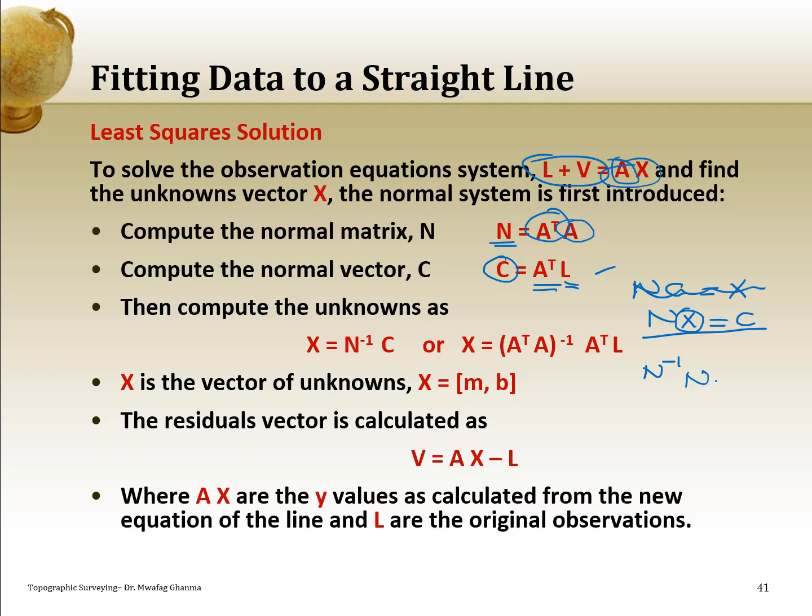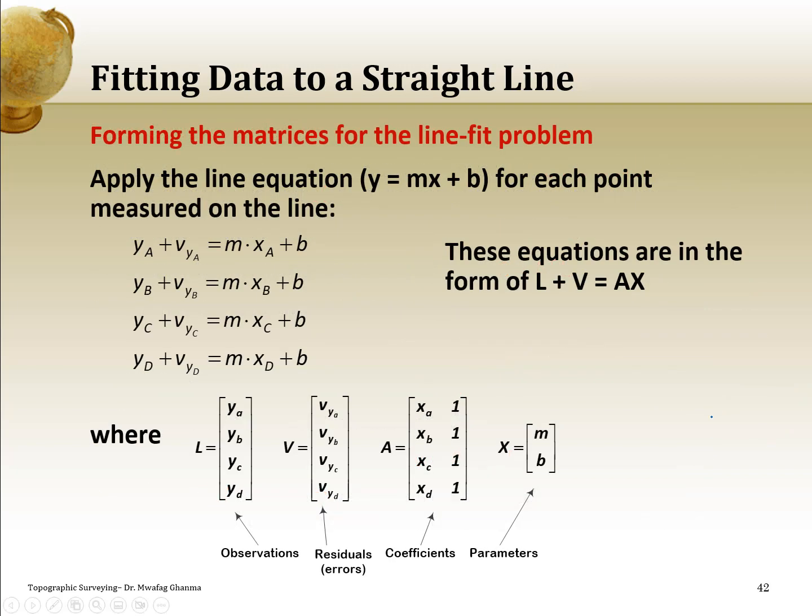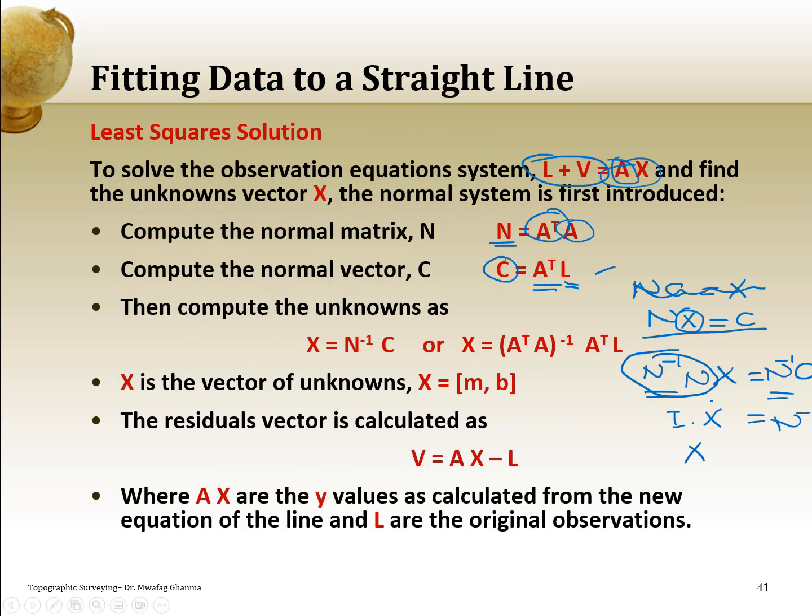N inverse multiplied by N multiplied by X equals... to the left we have N, so we multiply both sides by N minus 1, which is the inverse of N. The inverse of N multiplied by N is the identity matrix. If you multiply it by the unknowns vector, it becomes just the unknowns vector. So here it will be N minus 1 multiplied by C, and at the end it is the inverse of the matrix N multiplied by the vector C. So here is the solution.